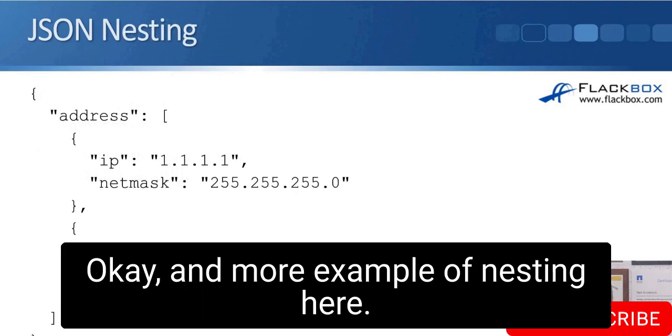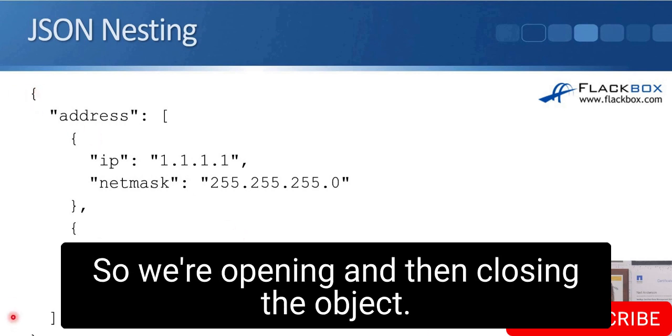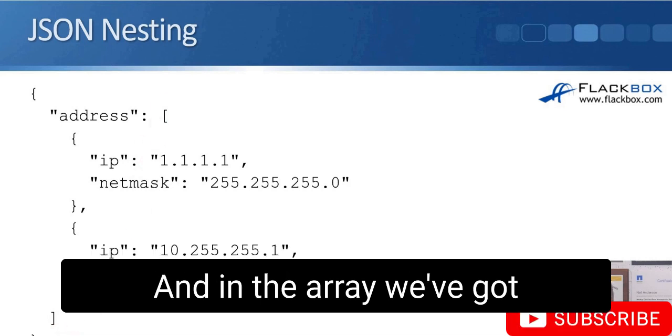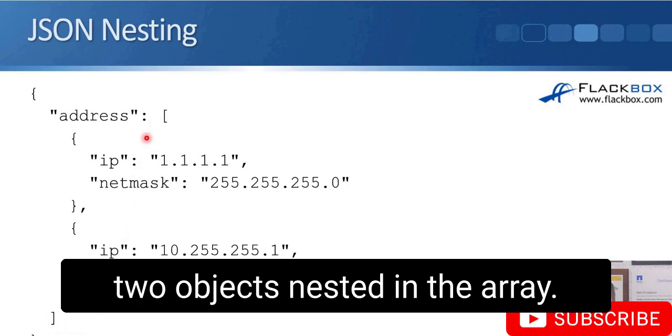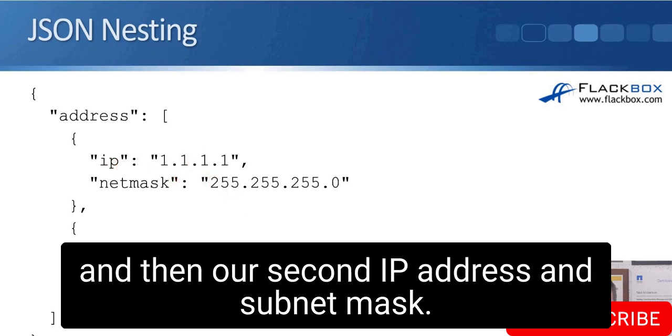Okay, and more example of nesting here. You can see here that we've got an object. So we're opening and then closing the object. And then in there, we have got an array. And in the array, we've got two objects nested in the array. We've got our first IP address and subnet mask, and then our second IP address and subnet mask.